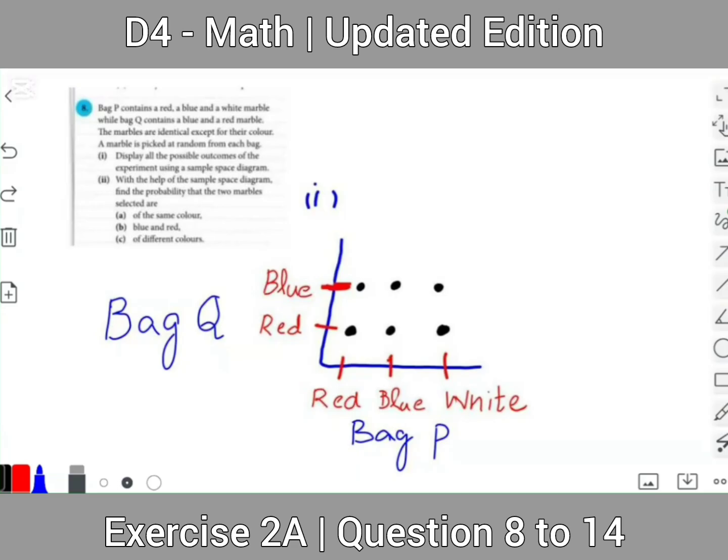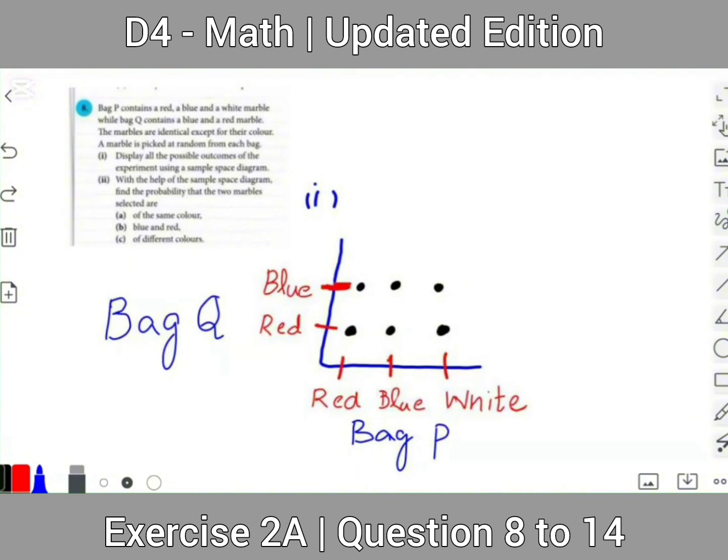So on the horizontal axis, we put the three colors of bag P: red, blue, and white, and on the vertical axis, red and blue. For the first part, we have drawn a vertical axis and put the colors red, blue, and white, the marbles that bag P contains. And the colors red and blue on the vertical axis are those that bag Q contains.